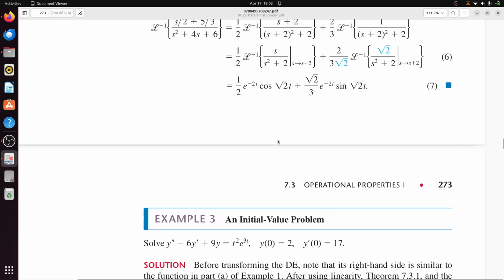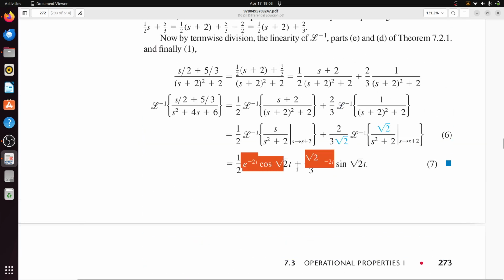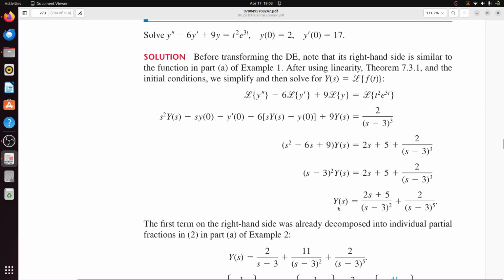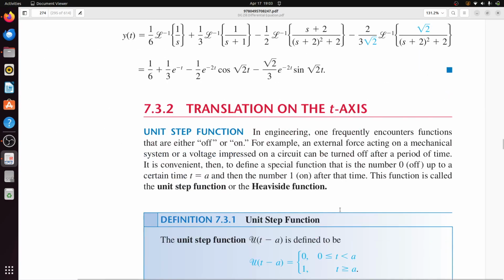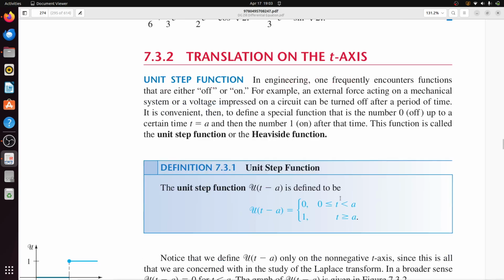Where is it? Yeah, here it is. So here we discussed translation on the s-axis. Similarly, we can have translation on the t-axis, and for this purpose we will encounter the unit step function.